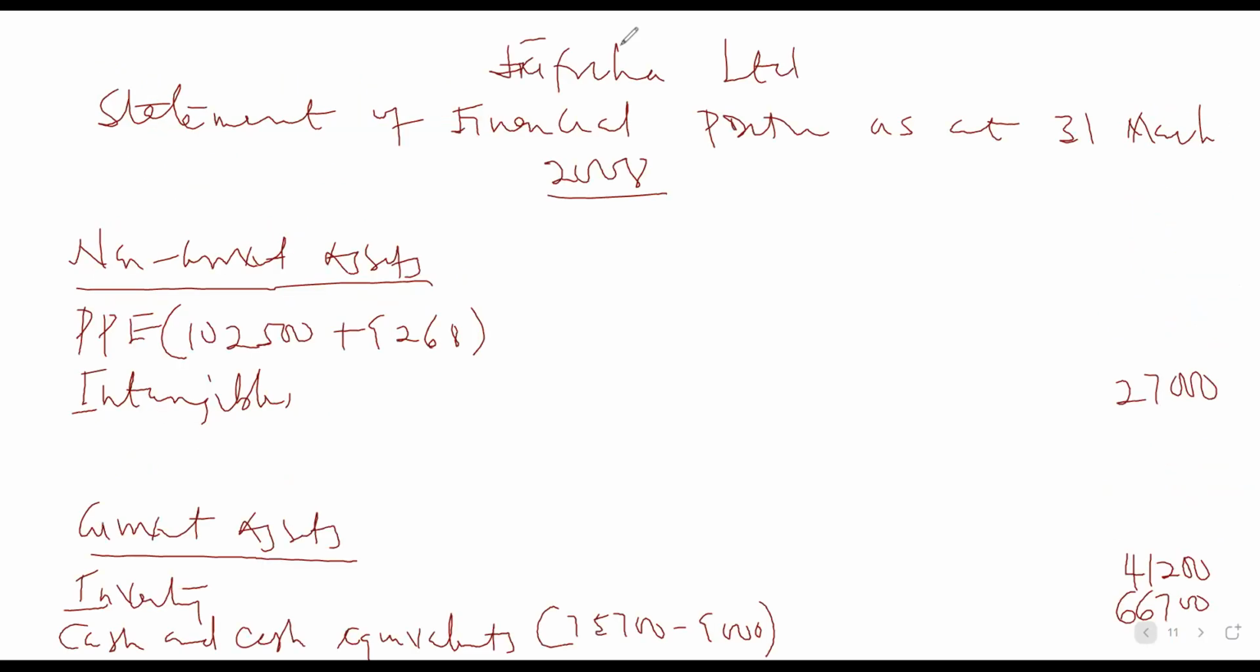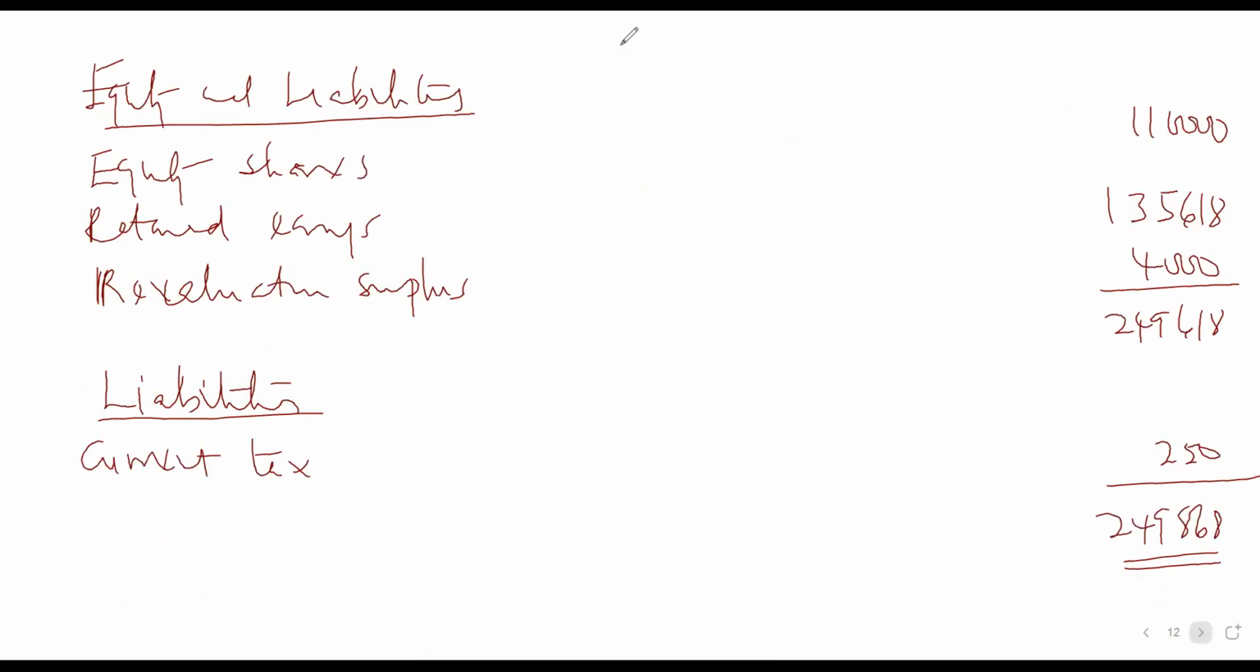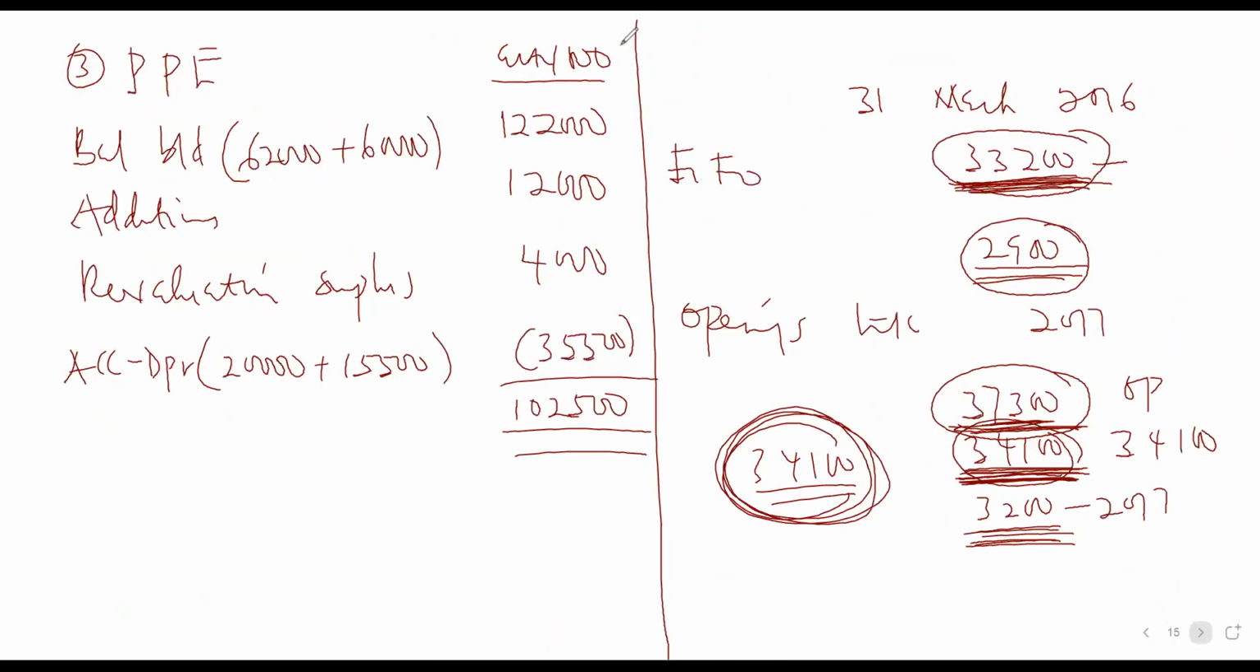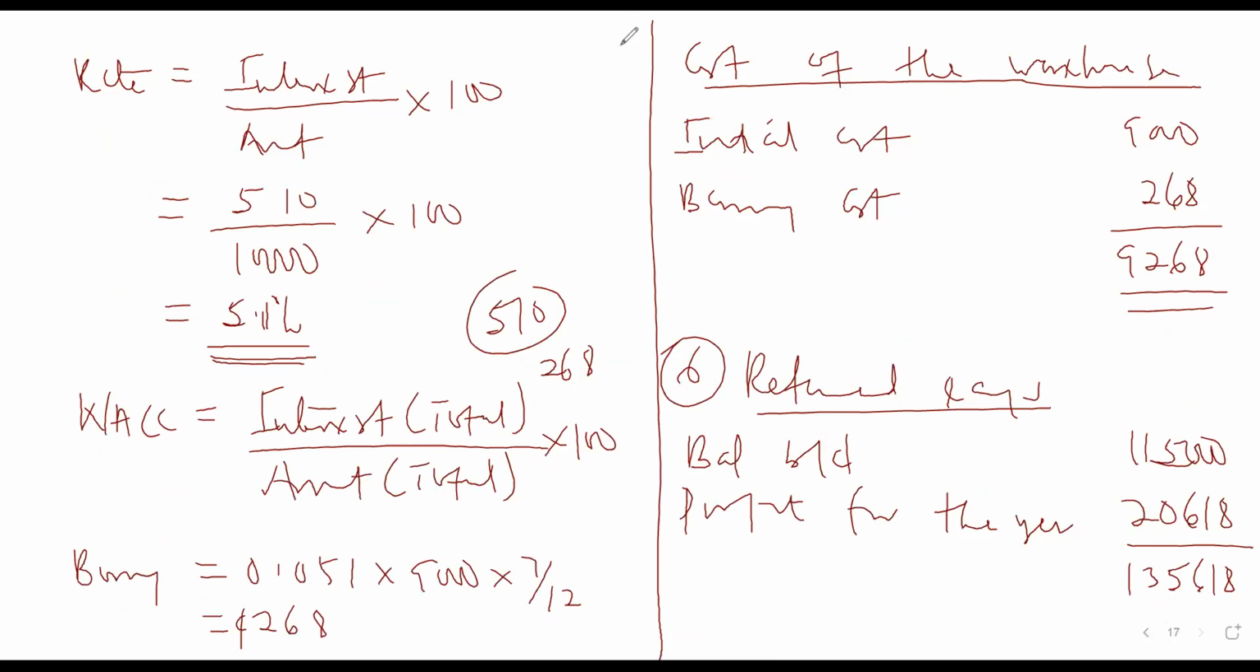Let's come to our PPE. 102,500 plus 9,268. I'm having 111,768. So if you add 27,000, I'm getting 138,768. So plus 41,200. Sorry, the retained earnings, we need to adjust this one. The retained earnings will be this.